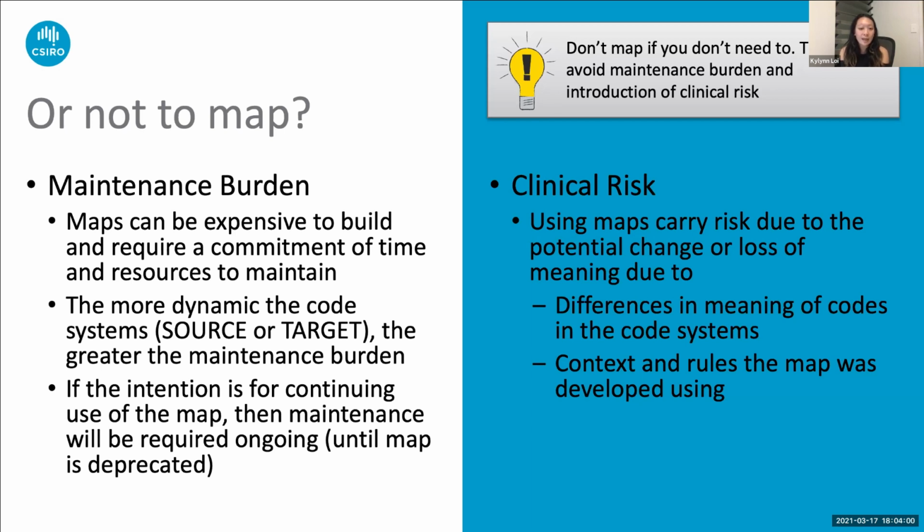Another thing to note is the clinical risk. Using maps carries clinical risk due to the potential change or loss of meaning. This is due to differences in meaning of codes in the code systems, as well as the context and rules the map was developed using.